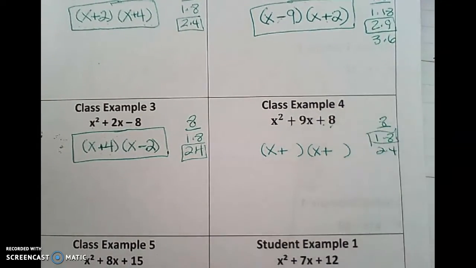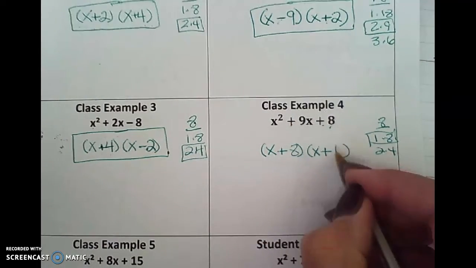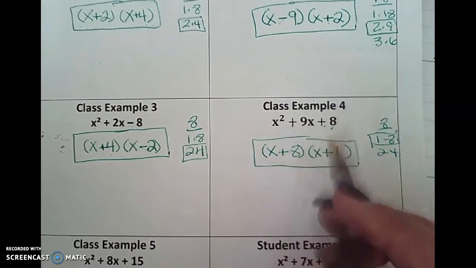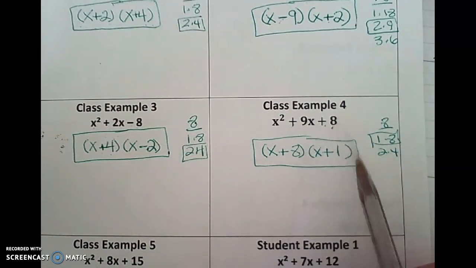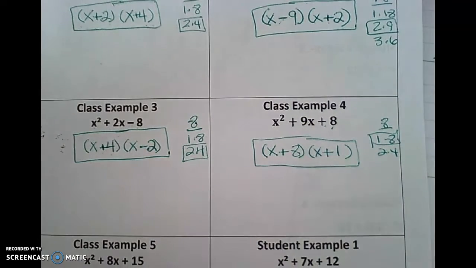Here they are. And since my middle term is positive and my last term is positive, that one is the easier one. So they multiply. Positive 8 times positive 1 is positive 8. And positive 8 plus 1 is positive 9.